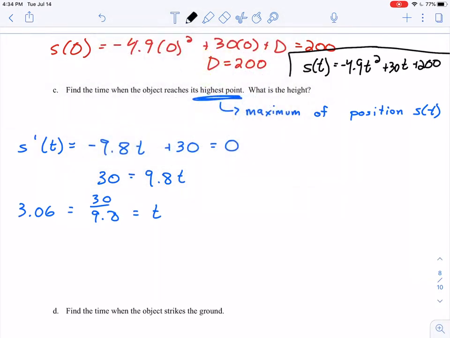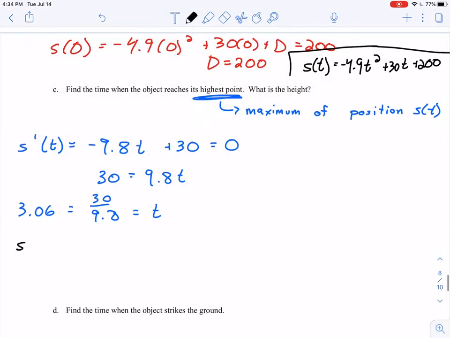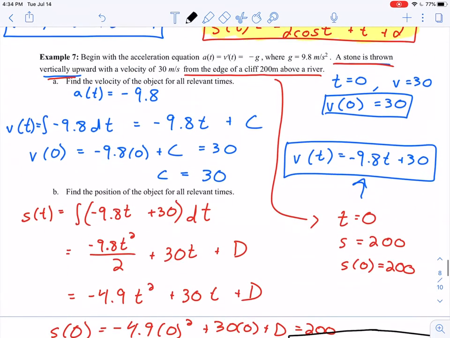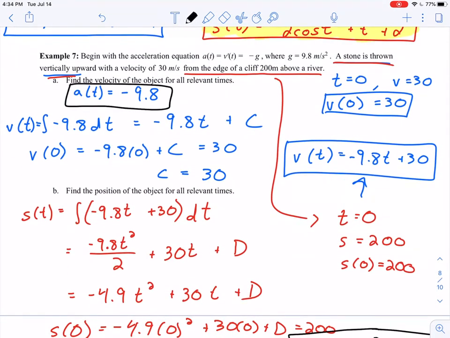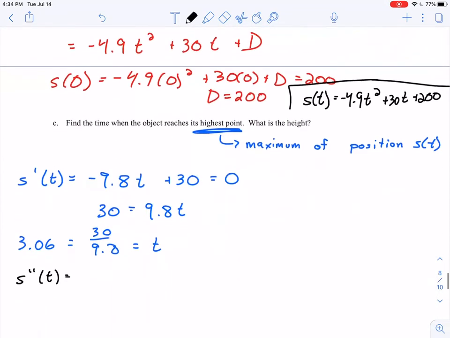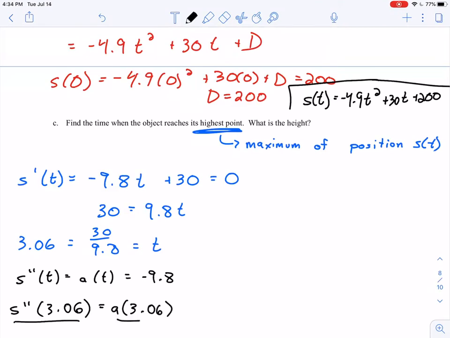For this function, since we already have the second derivative, s double prime of t, we said that was just negative 9.8 up here earlier. So s double prime of t, that is a of t, that is negative 9.8. If I take my critical number that I just found, 3.06, and plug it into my acceleration function, these two are just different notations for the same thing. It's a constant function though, it's just negative 9.8.